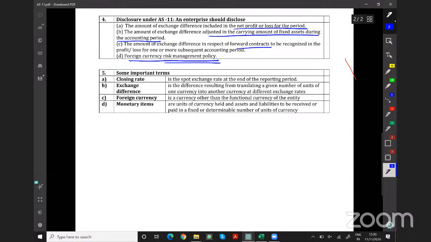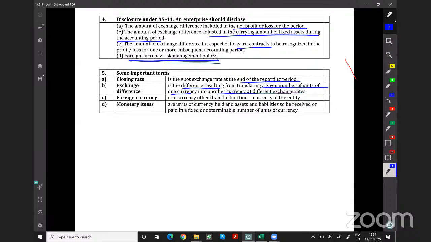Some terms which we have used. Closing rate is the exchange rate or the spot exchange rate at the end of the reporting period, which was 31st of March 2020. Exchange difference is the difference resulting from the transaction of a given number of units into another currency at a different exchange rate. In simple words, the exchange rate which you have recorded and the exchange rate at which you are paying, the difference will be termed as an exchange difference normally.